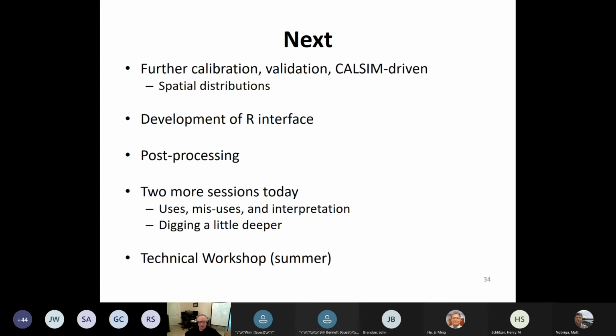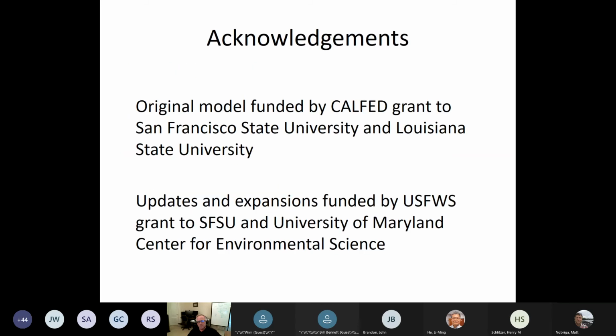There'll be two more sessions today. The next one is uses, misuses, and interpretation of this model, and then digging a little deeper. And then, as Matt said, there'll be a really deep dive in the summer, where all the updates and how you would change things if you wanted to run the model, et cetera, are covered. And so I'm not over by too much.